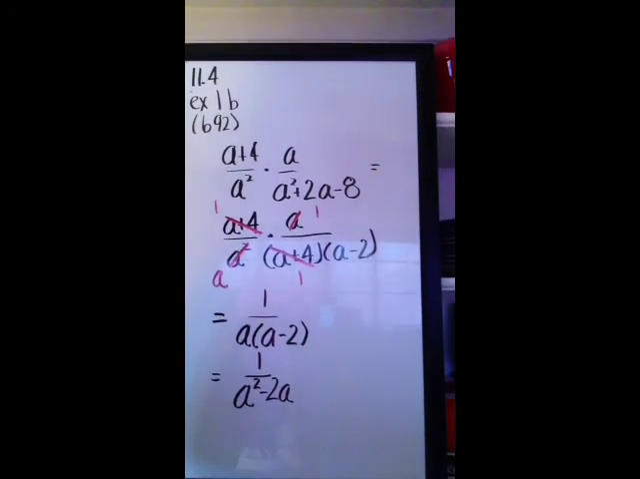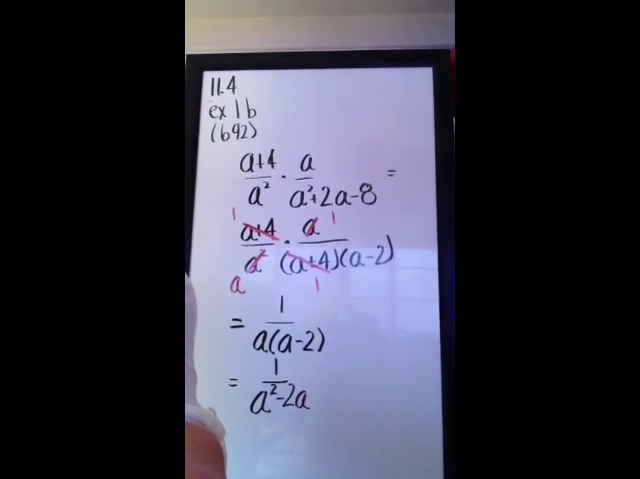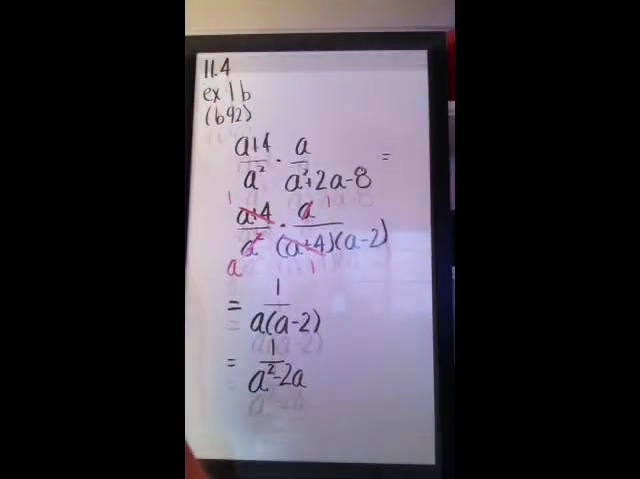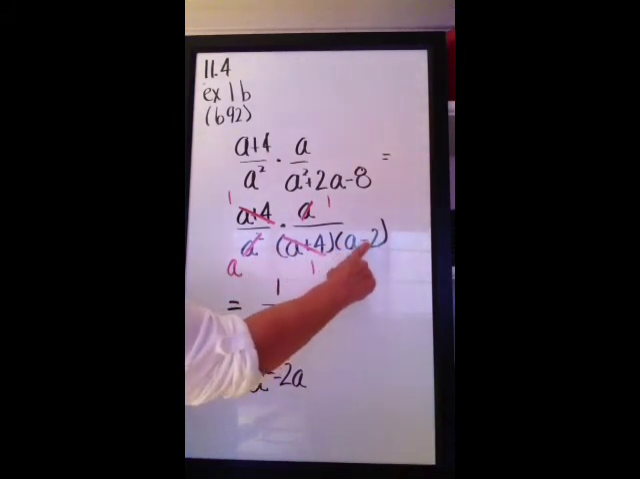Okay, this is example 1b, again on page 692. I have a plus 4 over a squared times a over a squared plus 2a minus 8. I want to factor this trinomial. Two numbers that multiply together to give me negative 8 and added together give me 2 are 4 and negative 2. So this factors to a plus 4 times a minus 2.